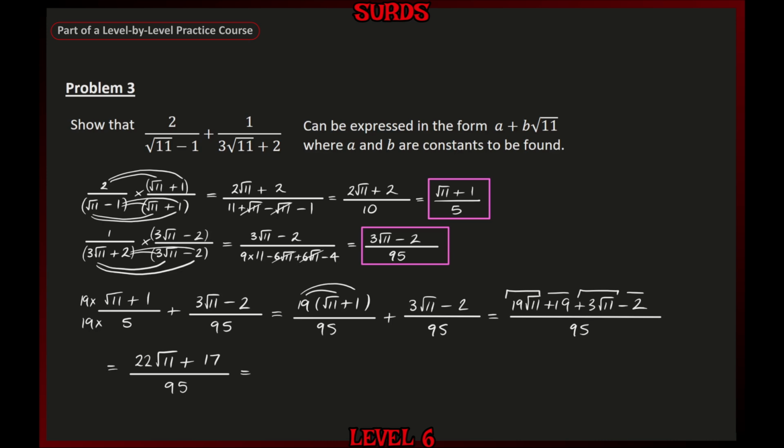I'm going to start with a constant, which is 17, because this is how they have it written in the question. So 17 over 95 can just be written as 17 over 95, and it can't be simplified anymore. And then 22 root 11 over 95 can be written as plus 22 over 95 root 11. So we now have it in the required form where A is 17 over 95 and B is 22 over 95. So 17 over 95 plus 22 over 95 root 11 is our final answer to problem 3.